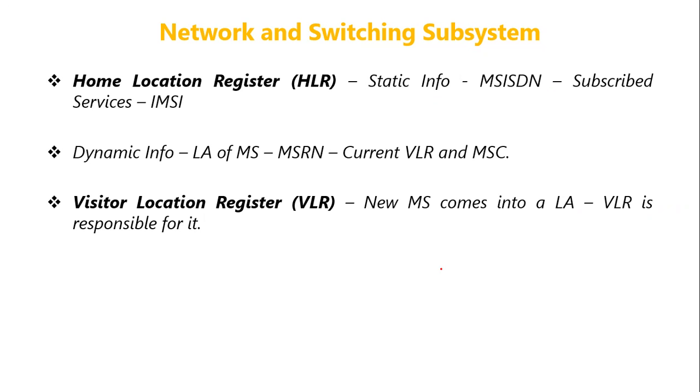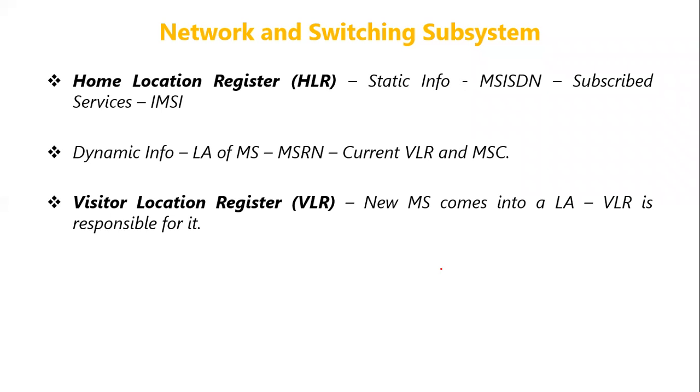The VLR is basically a dynamic database which stores all the important information needed for the MS users, that is, mobile station users. So if a new MS comes into an LA, that is, into the location area, the VLR is responsible for it. For example, assume that a new MS is coming into this particular cell, which is controlled by one particular MSC. Where should that data go? It should go into the VLR.